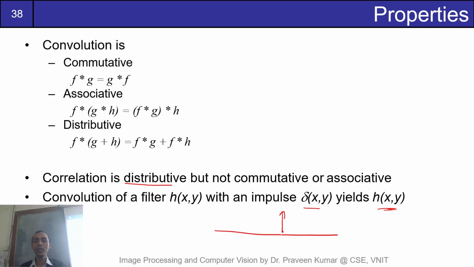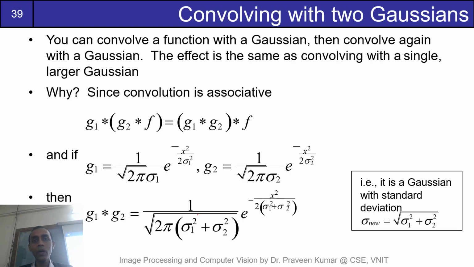It is most of the time used in signal processing. For our image context, it's not so useful. But the thing is that if you take this impulse function and convolve it with the filter, you will get the original image itself. It won't change the output.